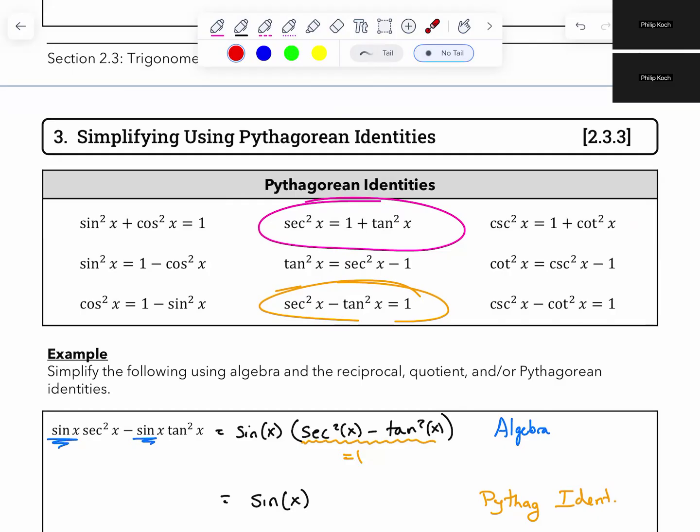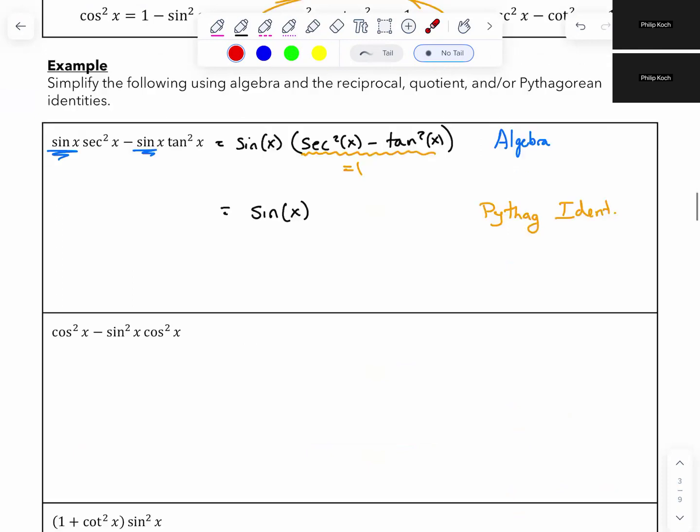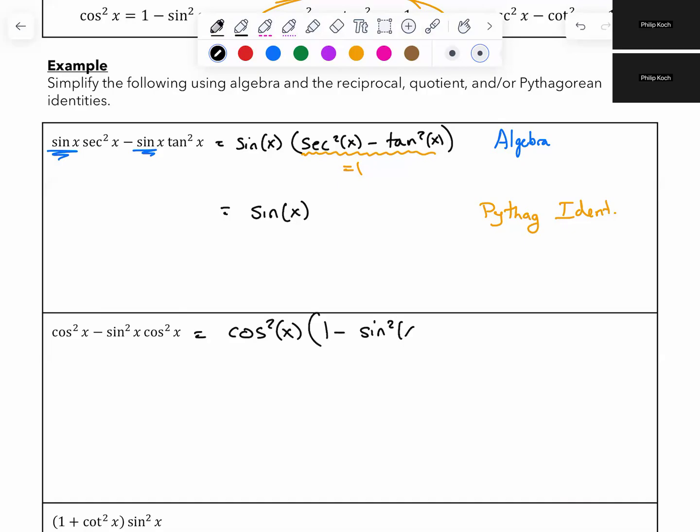All right. So now we're going to try to do some extra stuff. We're going to try to simplify some identities. We have cosine squared x minus sine squared x cosine squared x. So what do we do? Factor out the cosine squared. So this will be cosine squared of x times 1 minus sine squared of x. And that's just algebra. I noticed that there's a common factor of cosine squared x. I didn't do any trig, I just did factoring, which is algebra.